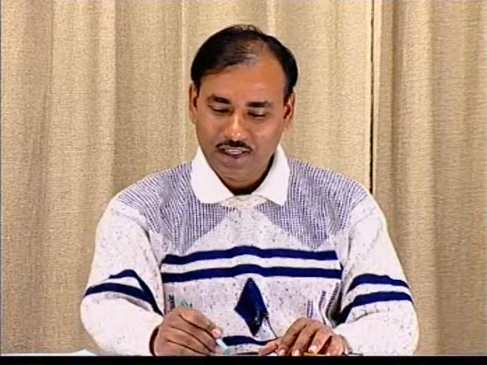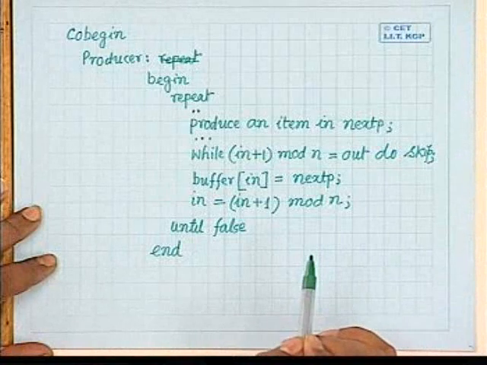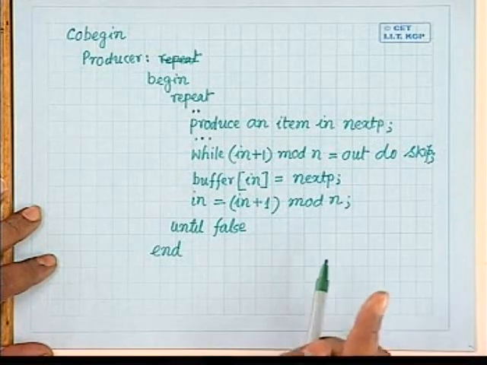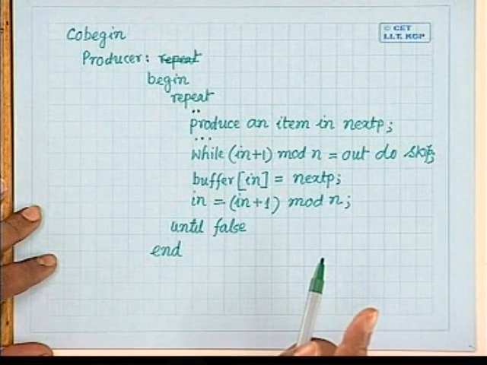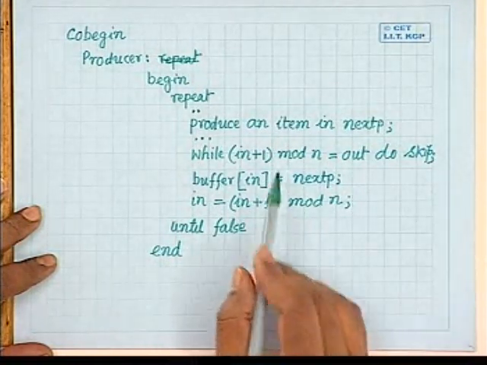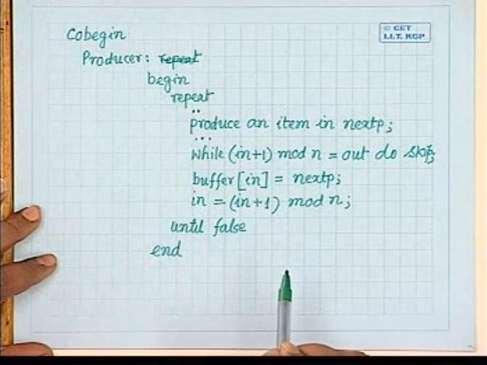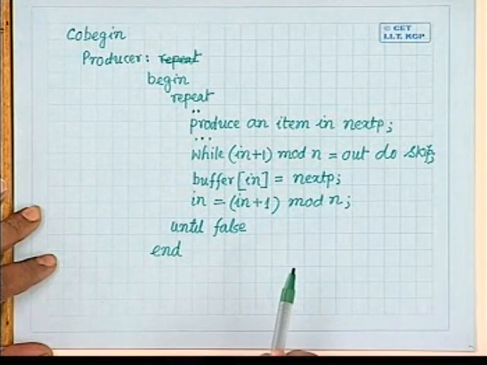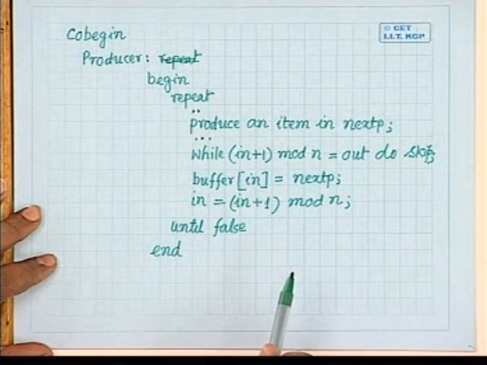What is that flaw? The flaw is in this condition checking. The way we are checking the condition, you will find that there must be one location always free. So even if I have n locations within the buffer, I cannot fill up all the n locations in the buffer with the items. At least one location must be free.